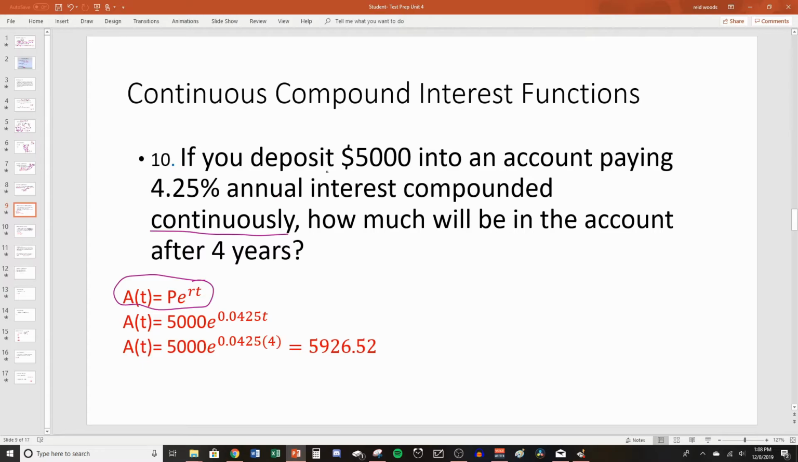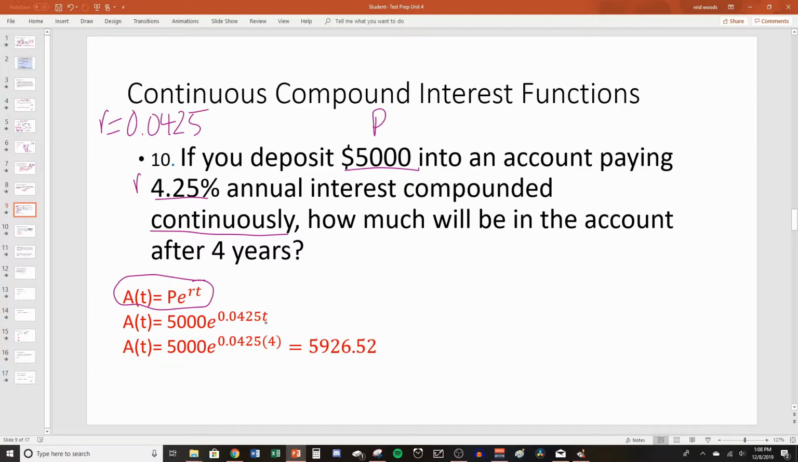The first thing we're going to notice is that this 5,000, that is your principal, that's P, here is your rate, R, but we have to make sure that we say that R is in decimal, so it's 0.0425, and you'll see that in our function below here.